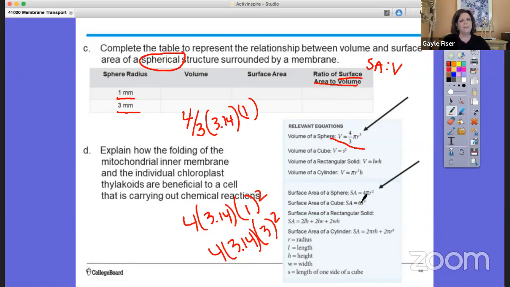So I'll let you do that math real quick, and then also look at D and explain how the folding of the mitochondrial inner membrane and the individual chloroplast thylakoids are beneficial to a cell that is carrying out chemical reactions. Okay, so take care of C and D. I'll give you about 45 seconds to do that, because I think this will move pretty quickly.